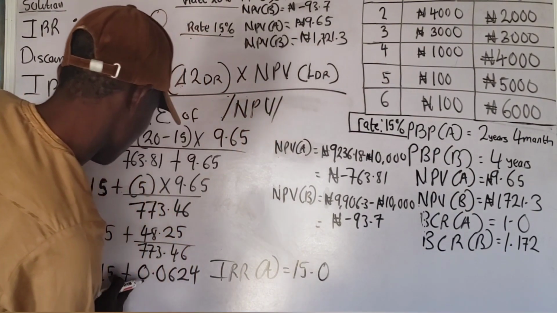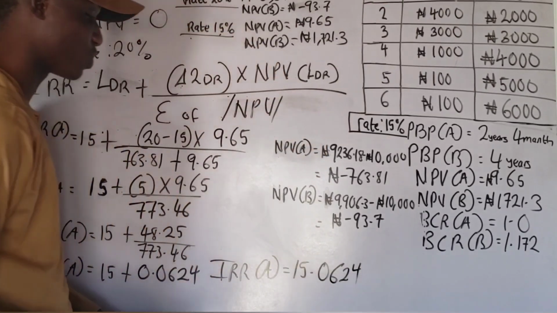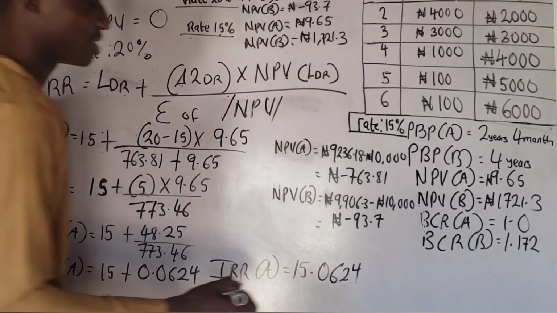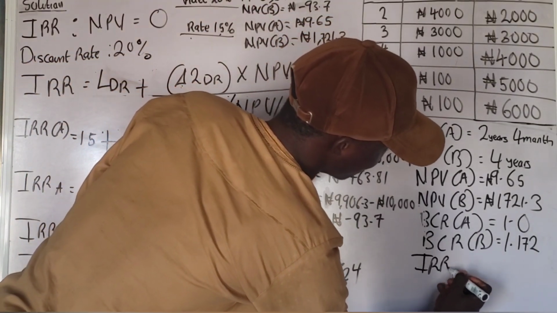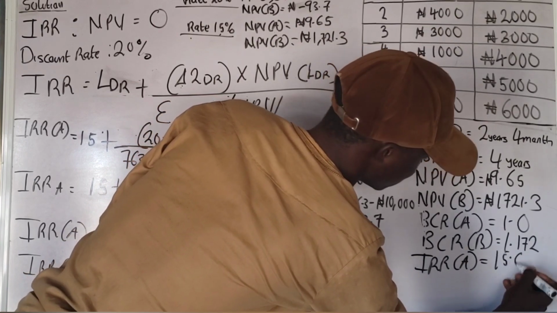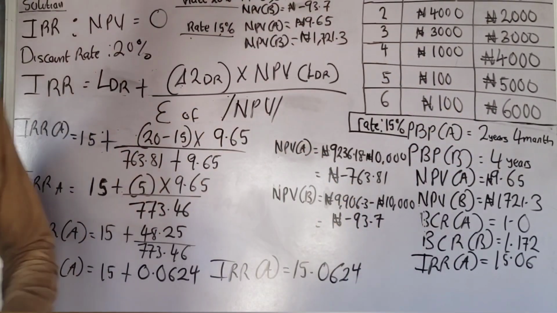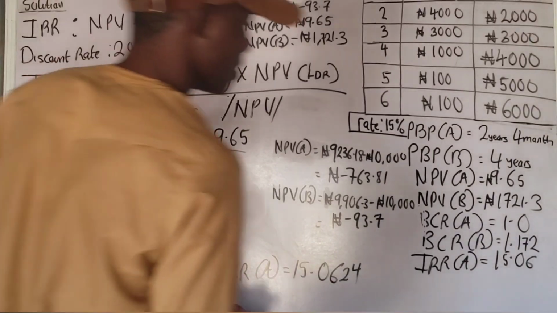15.0624. You can approximate to 2 decimal places. You understand? So the IRR of project A equals 15.06. This is to 2 decimal places. You can leave your answer in 2 decimal places. Now let us calculate the IRR of project B.